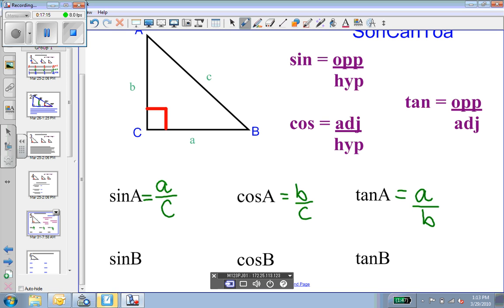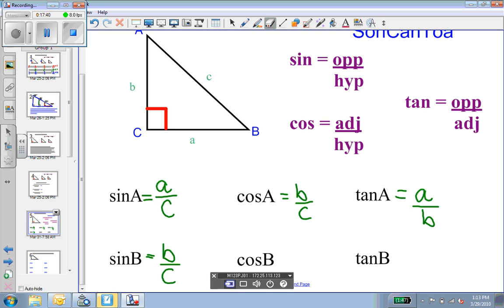Okay, let's try sine of angle B. So now we're looking at angle B instead of angle A. What's sine of angle B? Side opposite. Excellent. B over C. That's right. So side opposite B over the hypotenuse, which is always C.